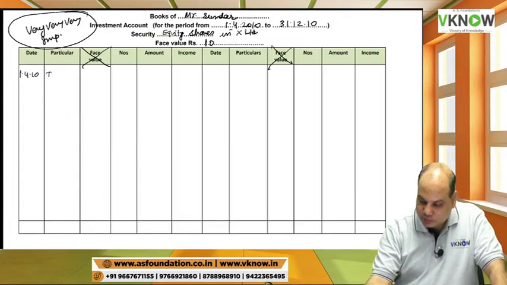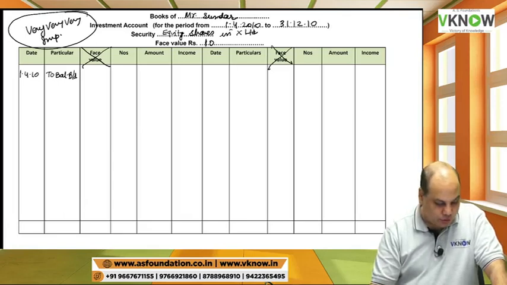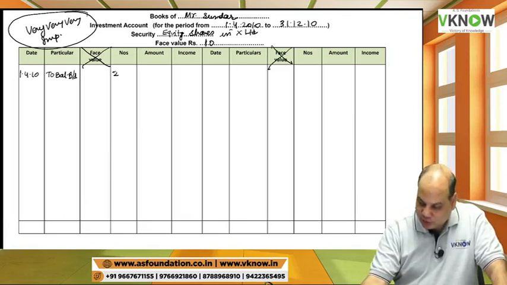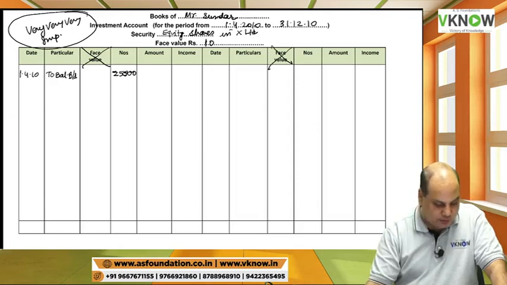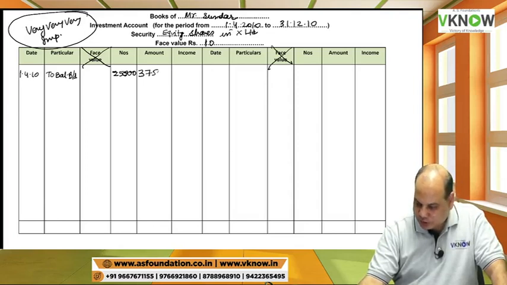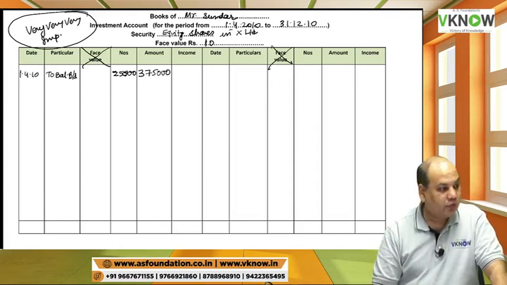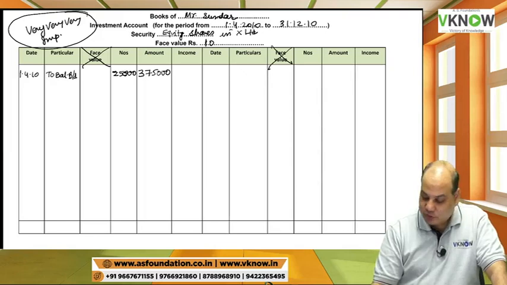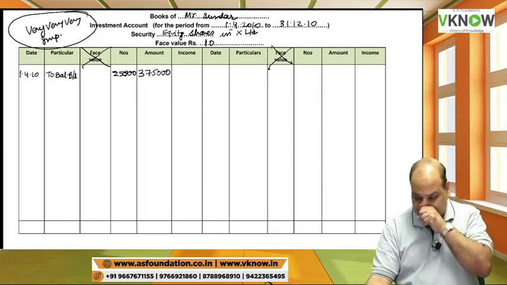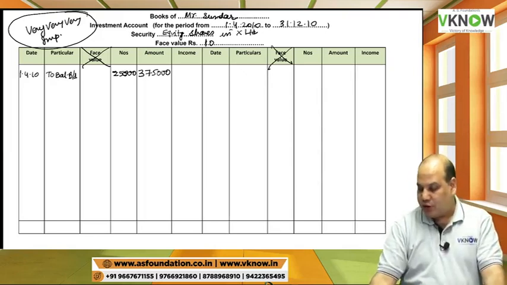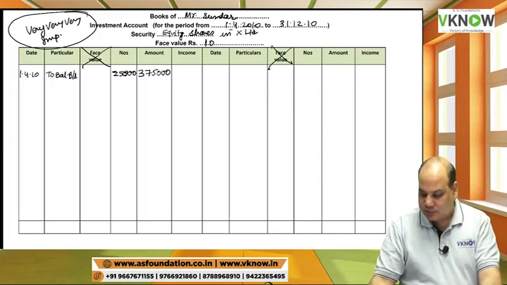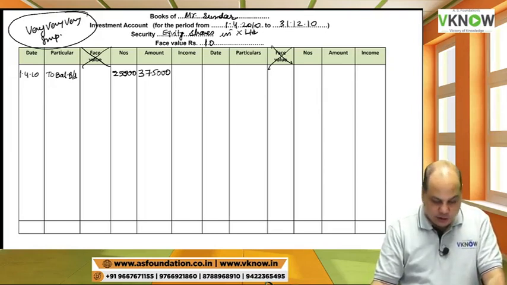1 April 10, to balance brought down. The face value column I will not write. 25,000 shares into 15, that is 3,75,000. The chapter is not over. One more, or at least half a lecture more, will be required. That will be taken on Monday and then a new chapter will start.